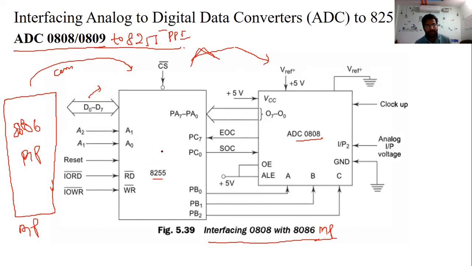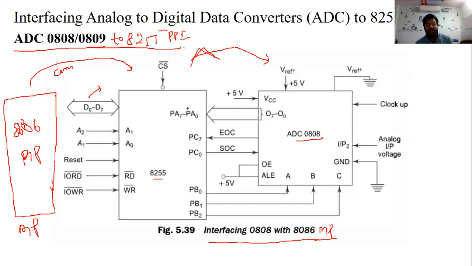So by using this CWR, you can operate this 8255 PPI in different modes: mode 0 or simple input output mode, mode 1 strobed input output mode, mode 2 strobed bidirectional IO mode, or BSR mode, by using this read and write control logic, nothing but A0, A1, RD bar and other lines.